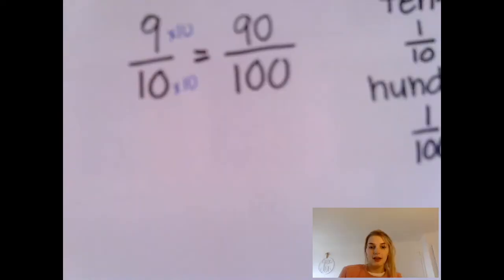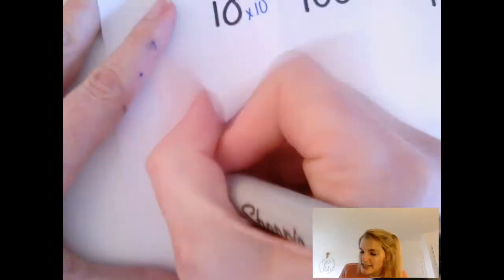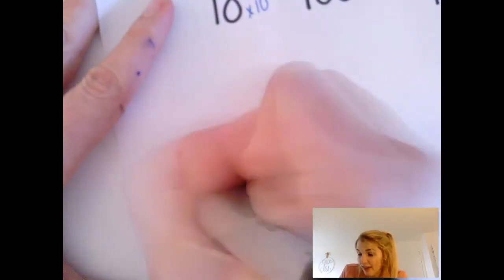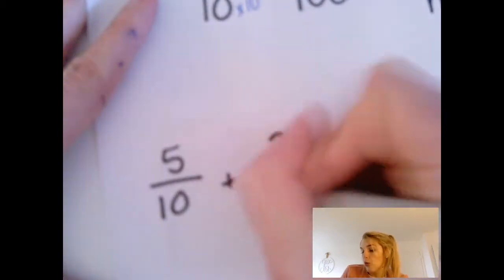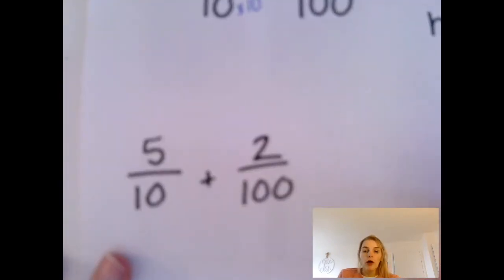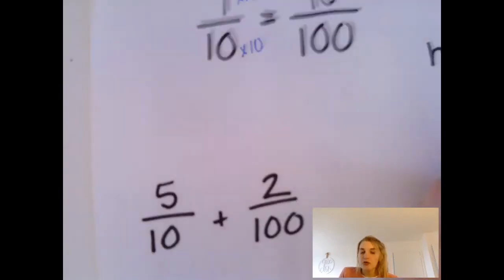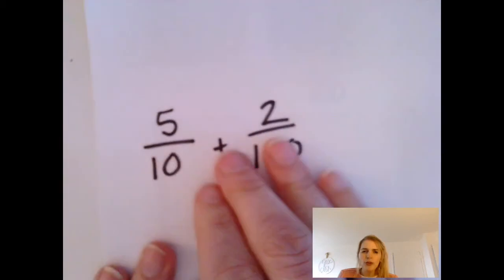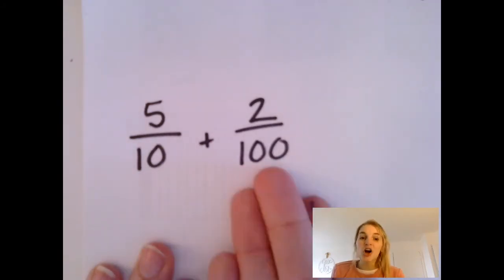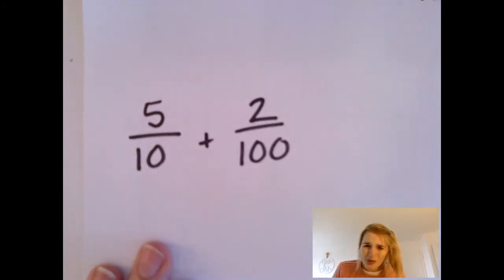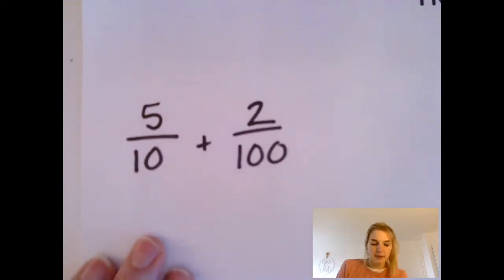So let's talk about how we can add these two numbers together. Let's say I have 5/10, and I want to add it to 2/100ths. Well, you guys know from what we studied so far, the only way we can add those numerators is if the denominators are the same. And as you can see here, the denominators are not the same. So let's figure out how we can make these the same.